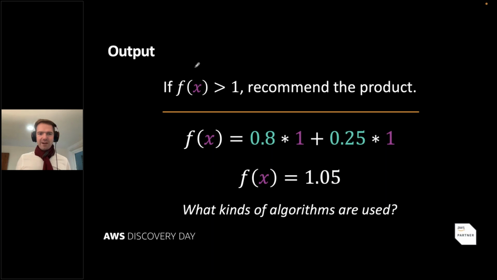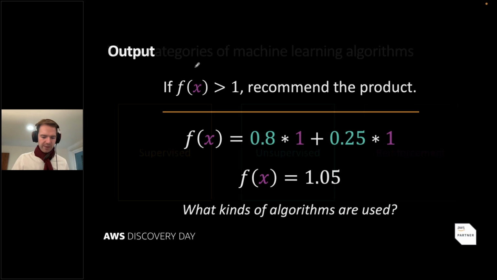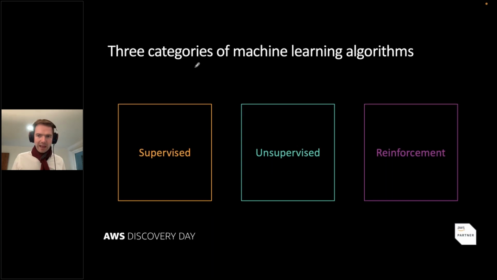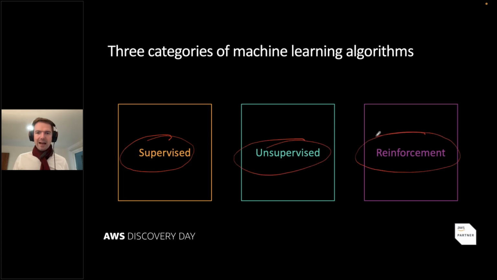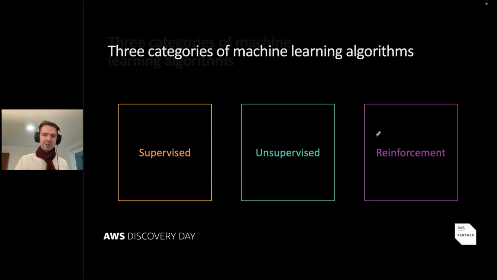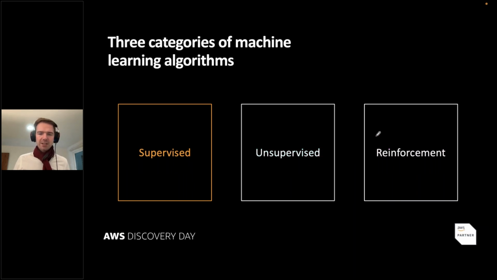Now, this was a very simplified example of how machine learning works. There are actually several categories of machine learning algorithms. So what do we have? We have supervised learning, unsupervised learning, and reinforcement learning. So we've got 3 major categories of machine learning algorithm. Let's actually talk about them in more detail. Let's start with the first one. Let's start with supervised learning.